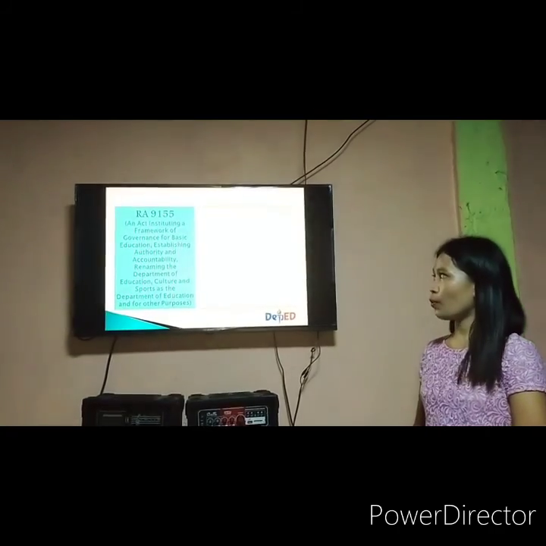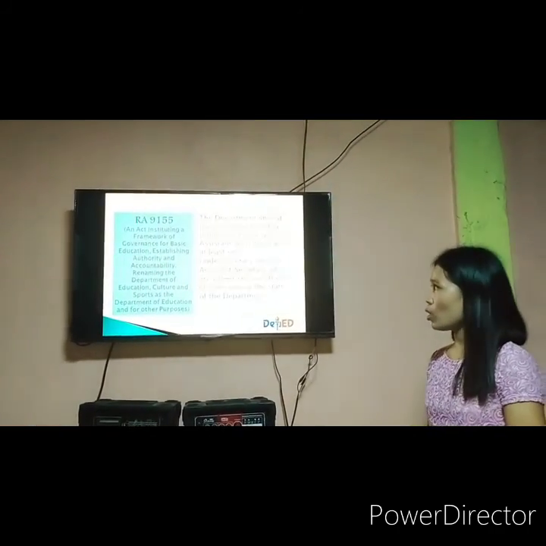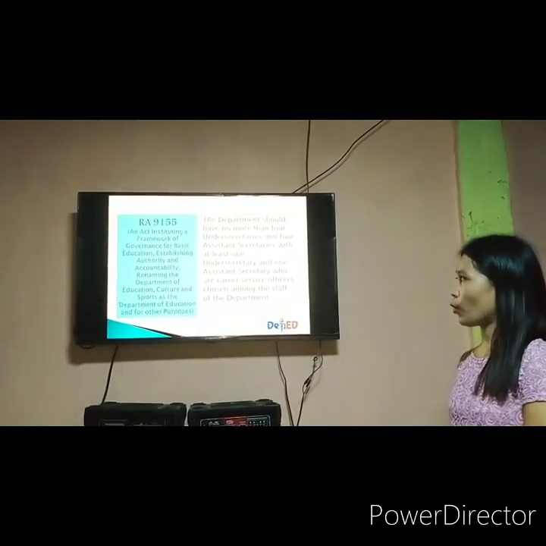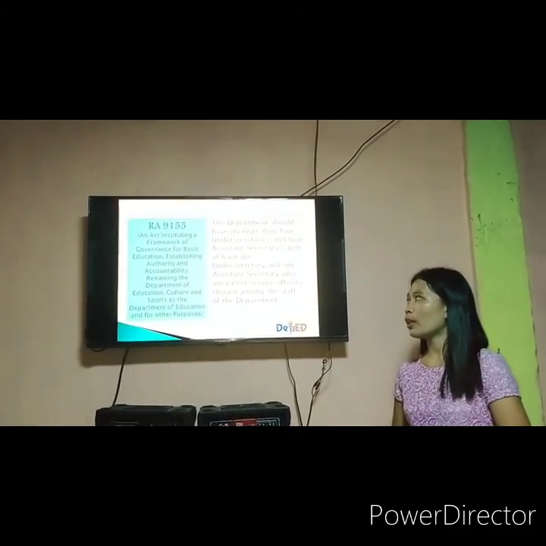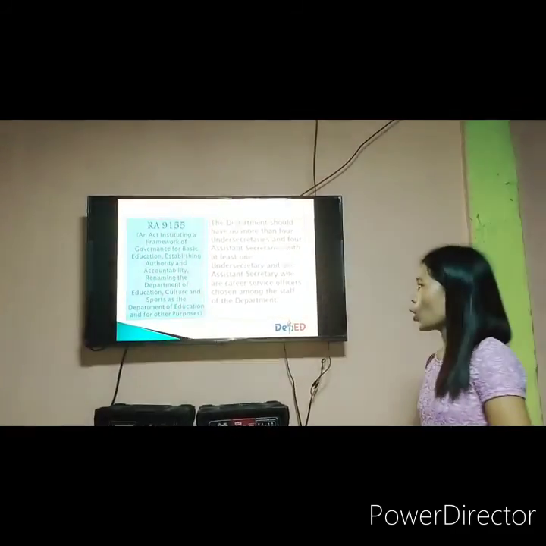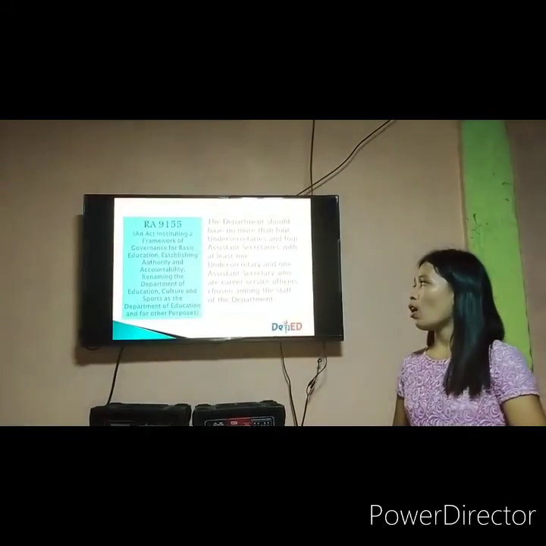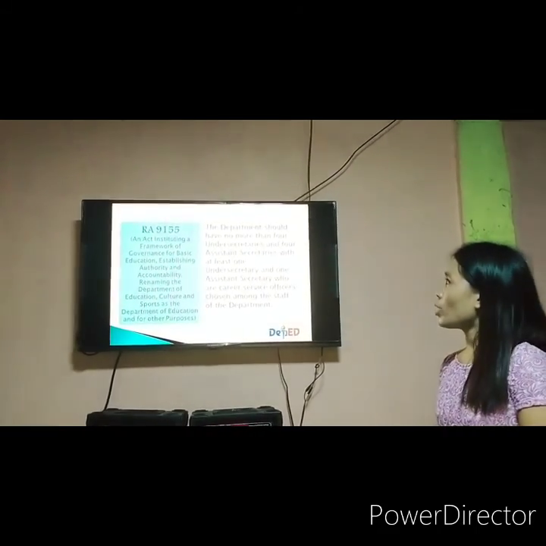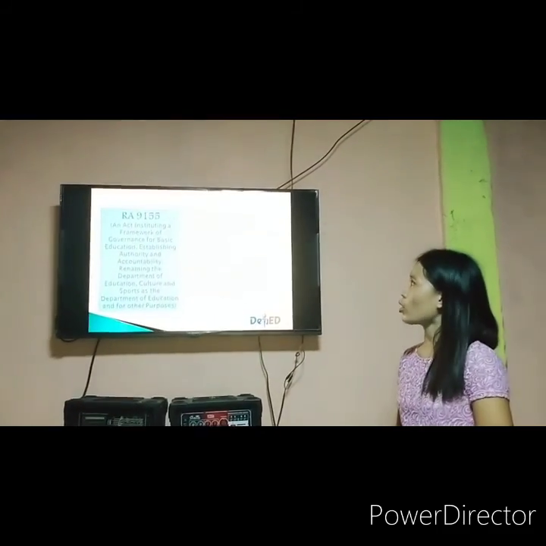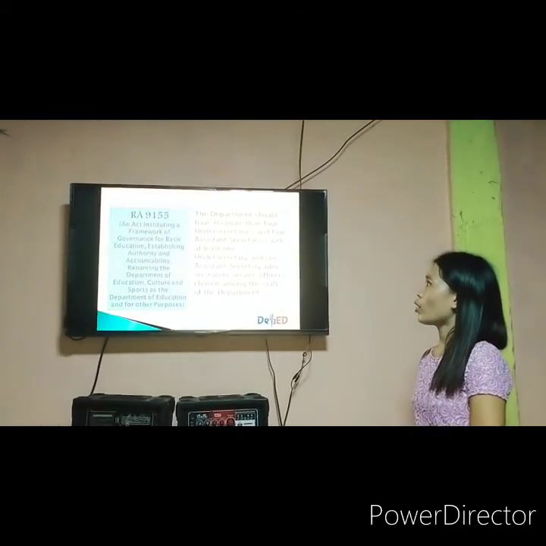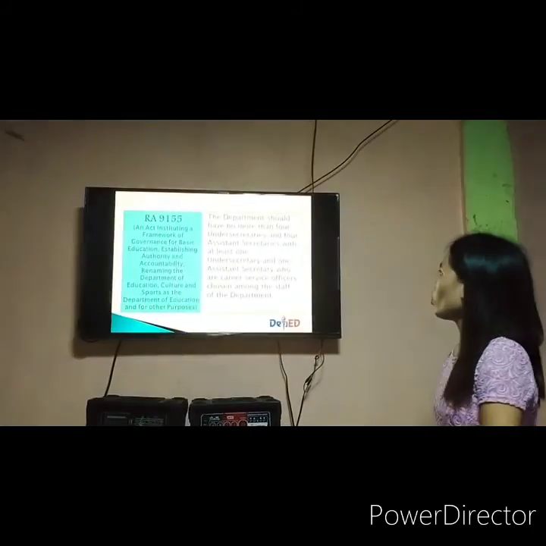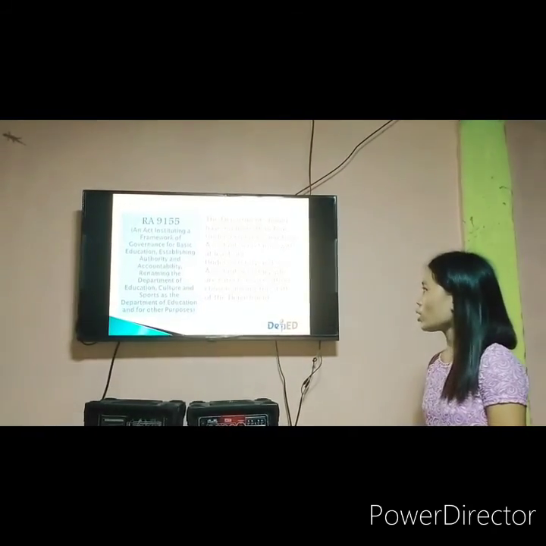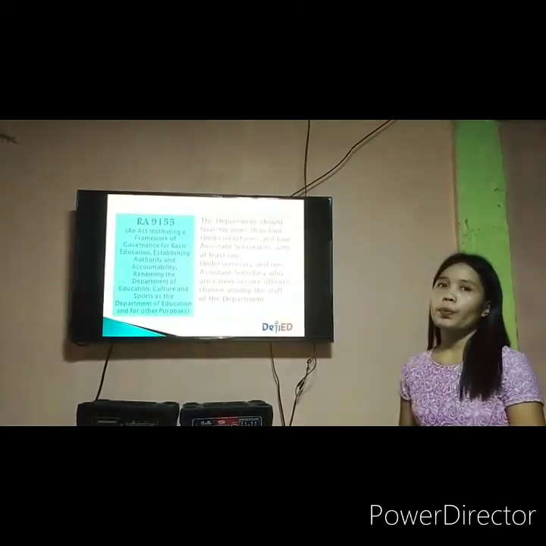RA 9155 is an act instituting a framework of governance for basic education, establishing authority and accountability, renaming the Department of Education, Culture, and Sports as the Department of Education, and for other purposes. Under this RA, the department should have no more than 4 undersecretaries and 4 assistant secretaries, with at least 1 undersecretary and 1 assistant secretary who are career service officers chosen among the staff of the department.